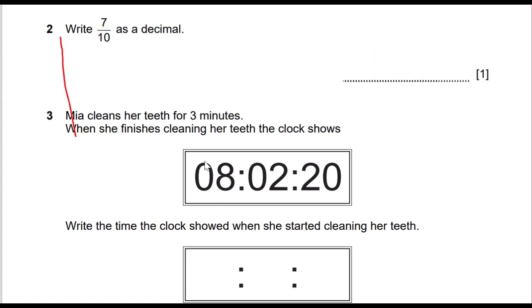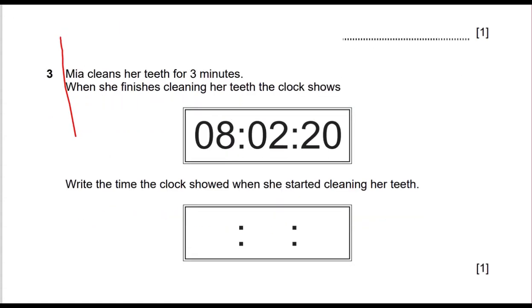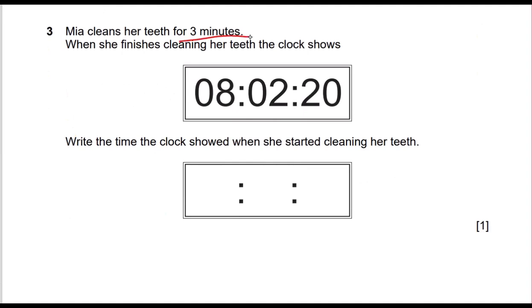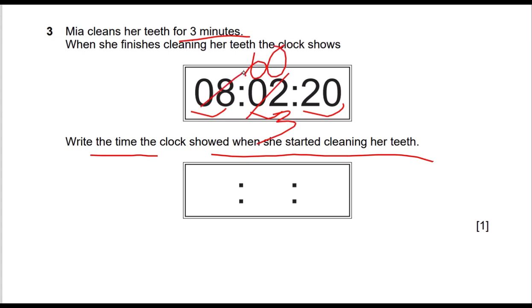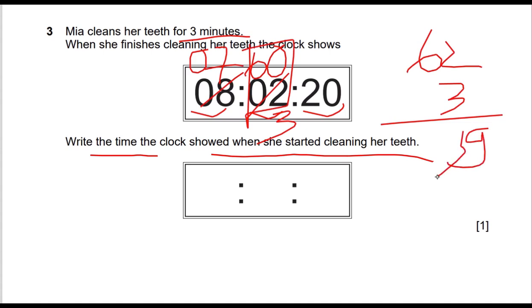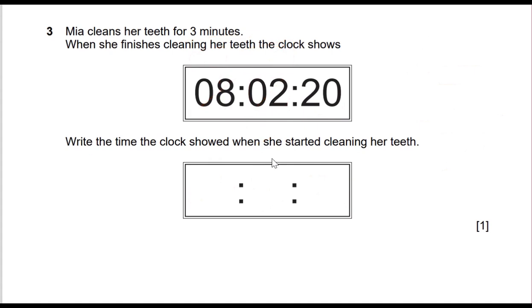Mia cleans her teeth for 3 minutes. She finishes cleaning her teeth. The clock shows 8 past 2 minutes and 20 seconds. Write the time when she started. So it was 3 minutes before this, so we have to minus 3 from the minutes. Since 2 is less, we have to borrow 60 from the hour. So it becomes 07, and now this becomes 62. 62 minus 3 is 59. So we have 07, 59 minutes and 20 seconds. Next, let's move on.